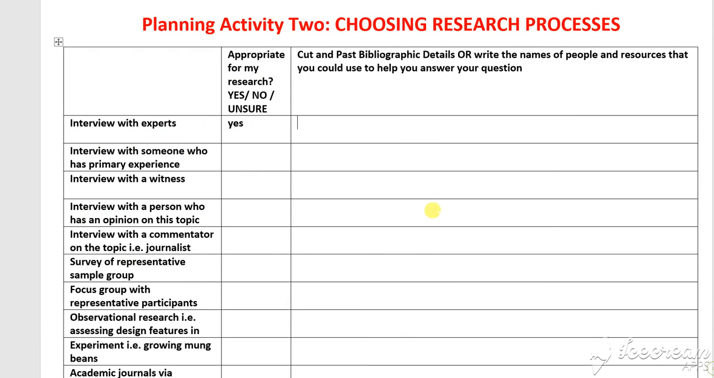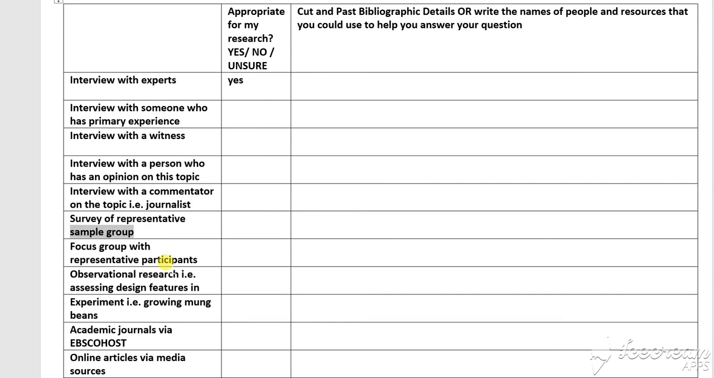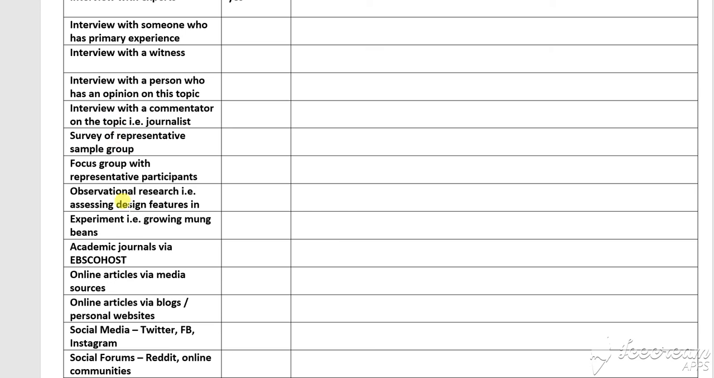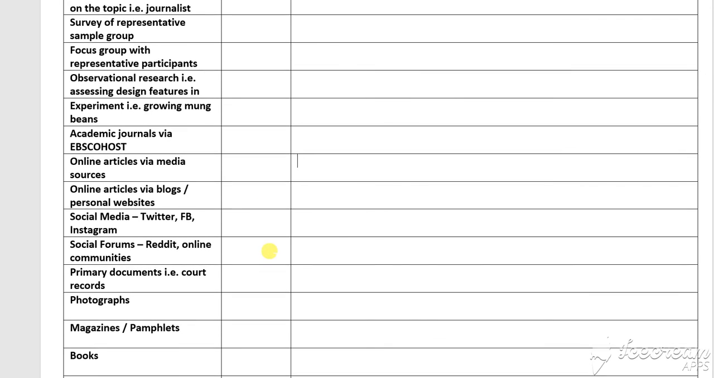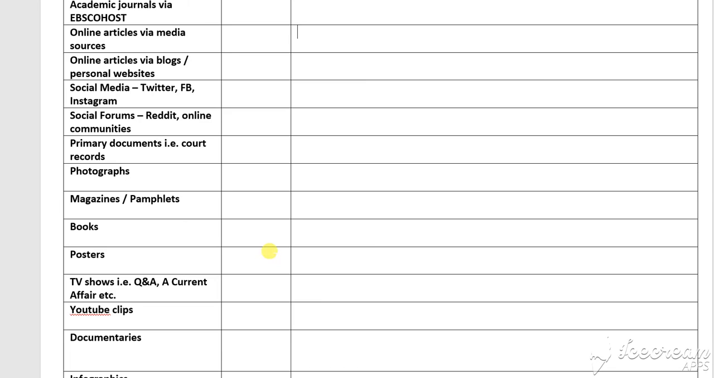Same as when we're talking about any of your interviews. Who would you like to survey? Would you like to do any of these types of research? And then you're actually getting the links for your online articles. This is your roadmap. This should be full. Okay? Find your research, make a really good plan.